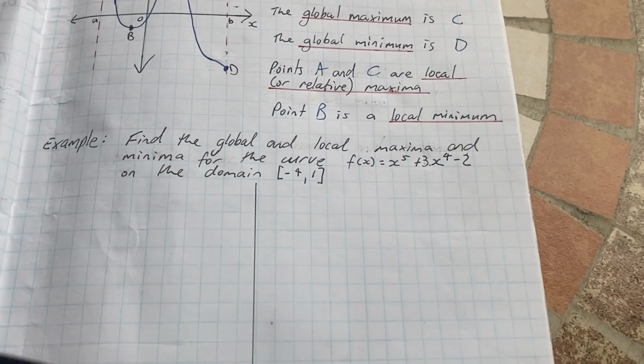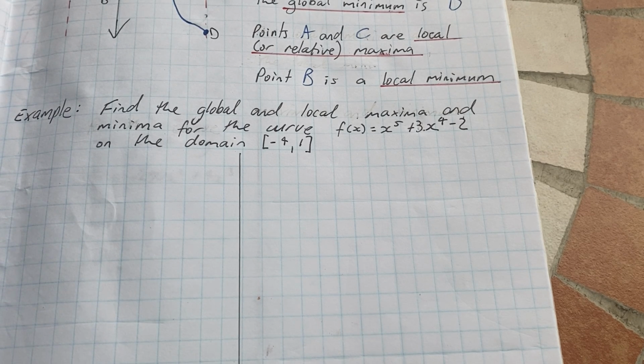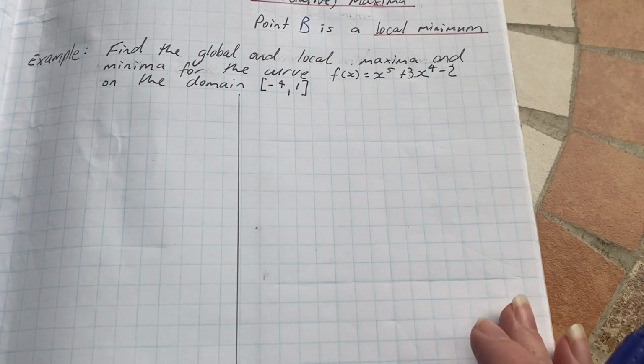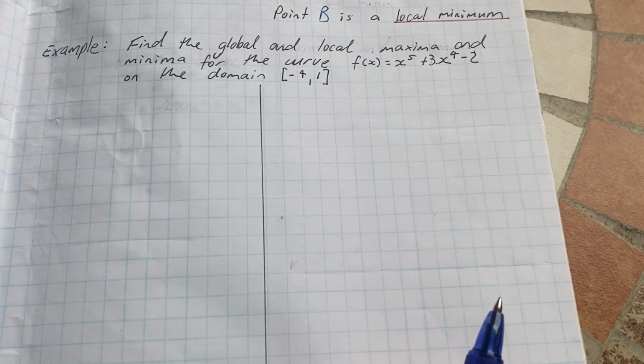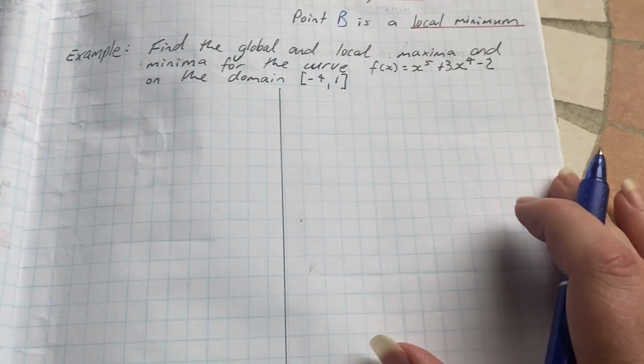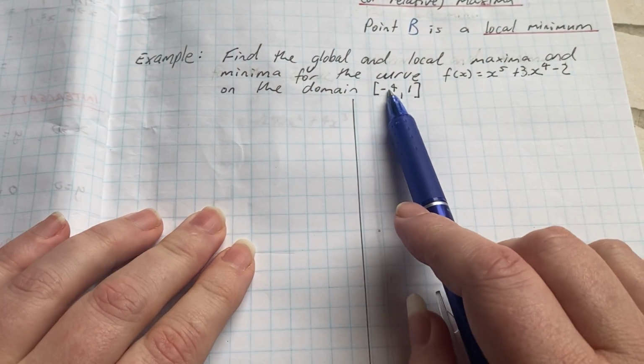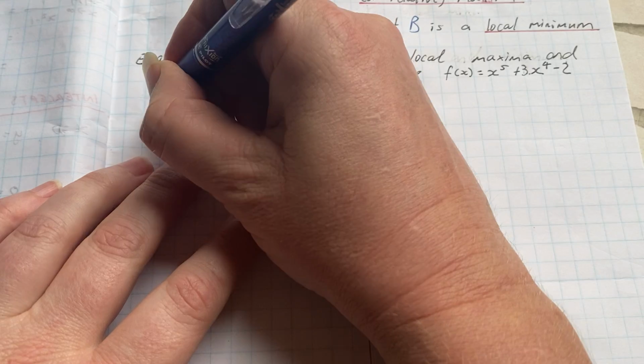Okay, so let's look at this example. We have to find the global and local maxima and minima for the curve f of x equals x to the 5 plus 3x to the 4 minus 2 on the domain minus 4 to 1. What we need to do here is basically find any turning points and the end points for this curve. So I'm going to start by finding the end points.